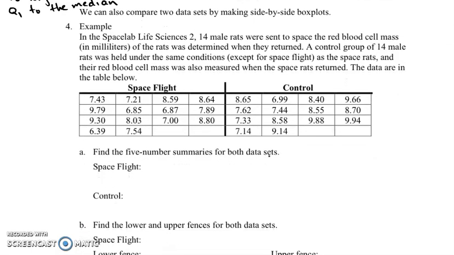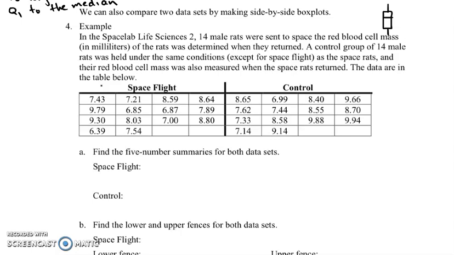It's also possible to compare two data sets by making what we call side-by-side box plots. So box plots can either be drawn vertically or they can be drawn horizontally. So if it's drawn vertically, they look like this, more or less. And horizontal is like the way we drew it in the last example that we did. So for side-by-sides, we can draw two vertically or two horizontally.